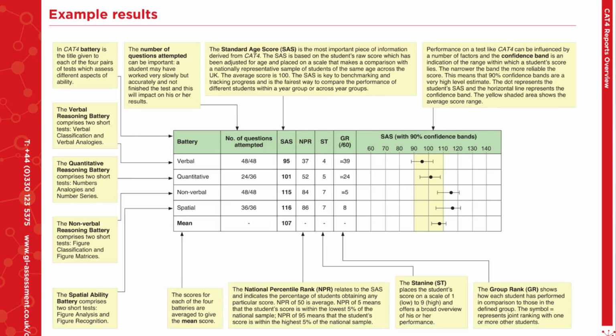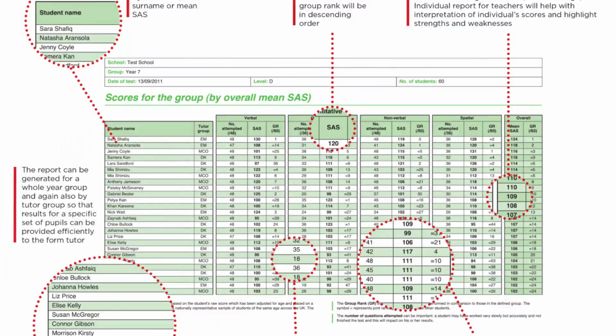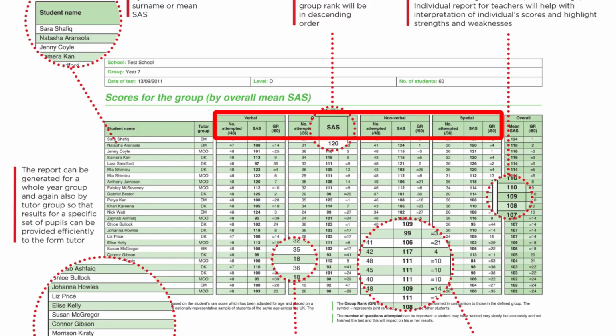It's really important for anyone reading the report to understand the data in front of them, in particular the group report for teachers. This initial report provides useful distribution data for the school cohort compared to the national norm. Each battery is shown here. This gives an insight into whole school strengths and weaknesses compared against the national norm. One aspect to consider from this is resourcing.